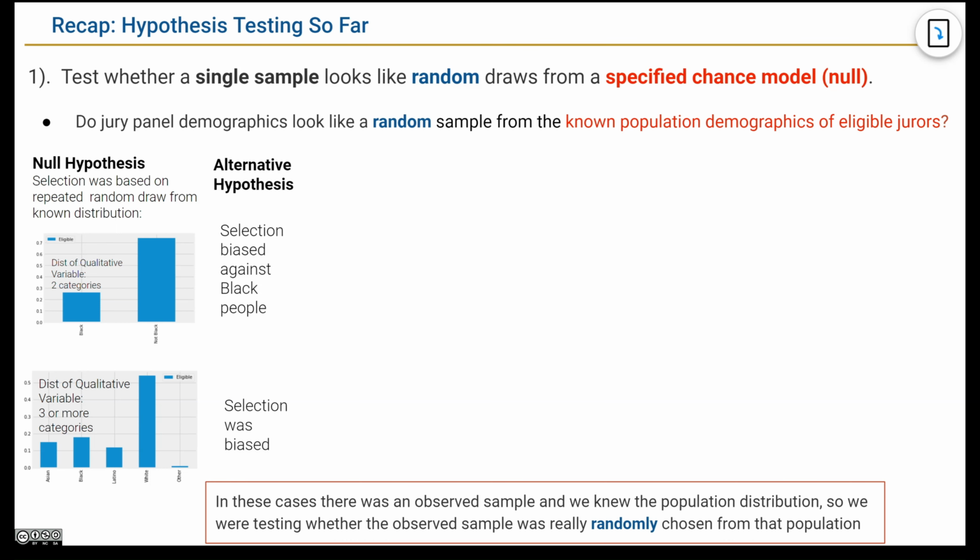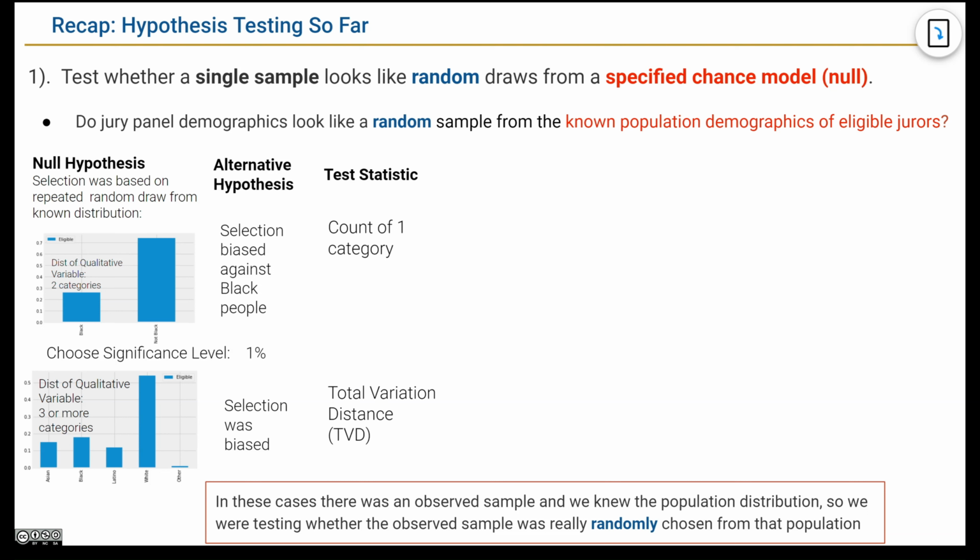What I want to highlight in both of these examples so far is we had a known model, a known population demographic, and we really were using the hypothesis test to determine whether or not the sample gathered for the jury panel was actually really randomly selected from the known distribution. The significance level we chose in both cases was 1%. Again, this is really up to the context of what you are using the hypothesis test for, but this is a reasonable convention that's commonly used.